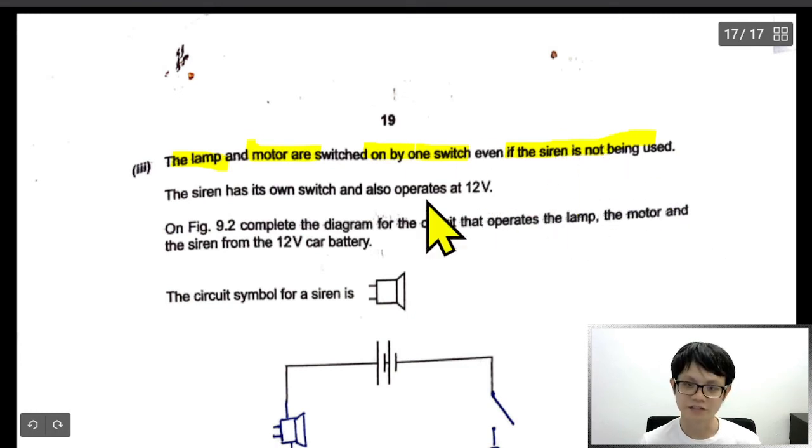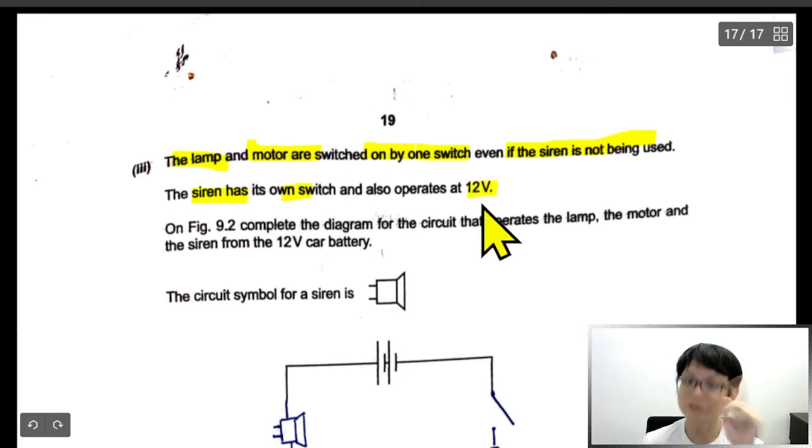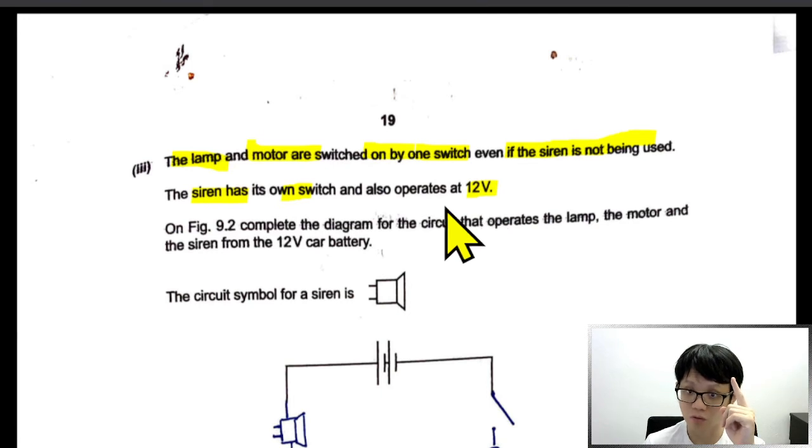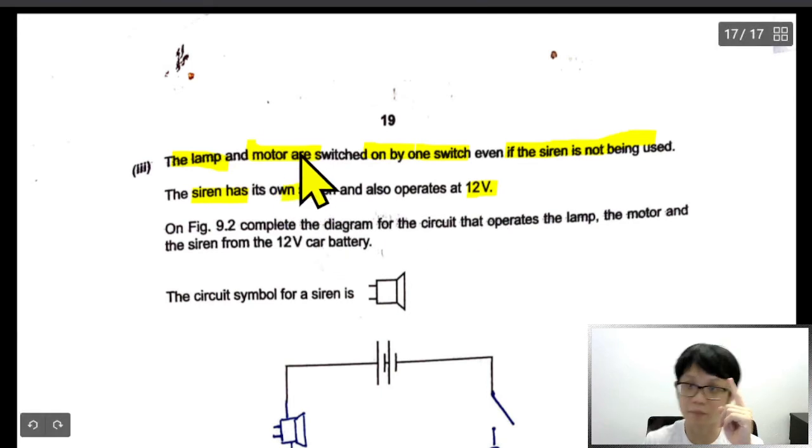Okay, let's finish the question. The siren has its own, oh yeah, that's why you need to finish the question. The siren has its own switch. So there are two switches, correct or not? One switch to open the lamp and the motor. The motor is the sound, is it? Or maybe the motor to turn the lamp. Another one is to turn on the sound.